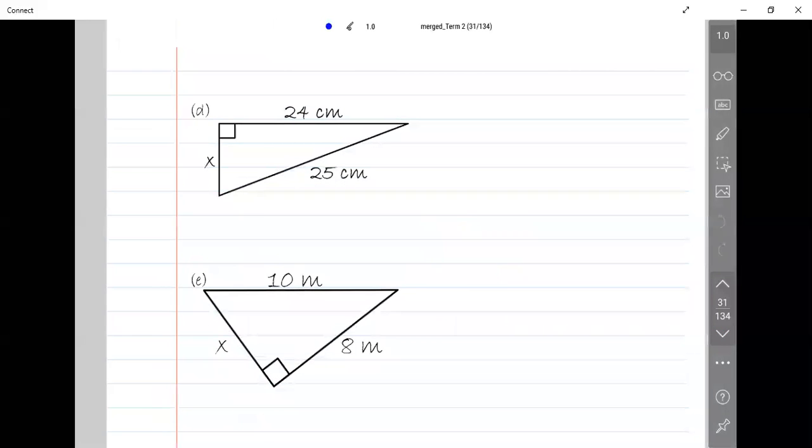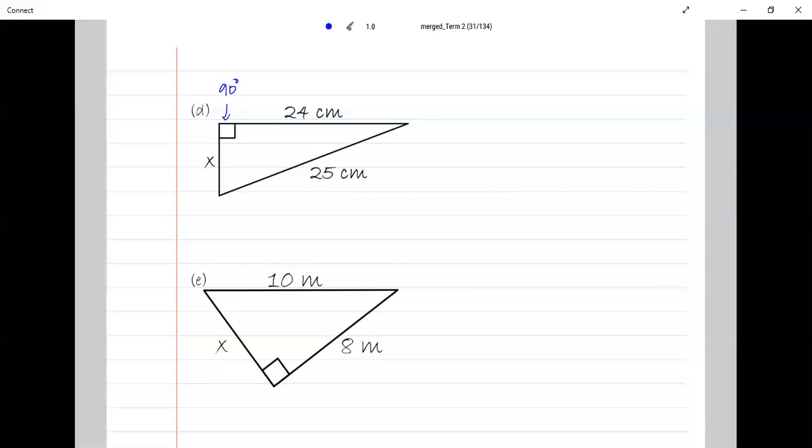I'm doing B. So at B, we need to find the length of the side marked X. First of all, I will identify that the triangle at B is a right angle triangle. How do I know? Because you have one angle that measures exactly 90 degrees. That is the symbol for the right angle, which means 90 degrees. So the triangle I'm dealing with is a right angle triangle. I know the length of two sides. One side is 24, one side is 25, and I wish to find the length of the third side, which is x.